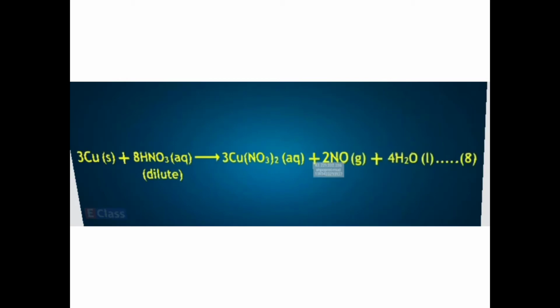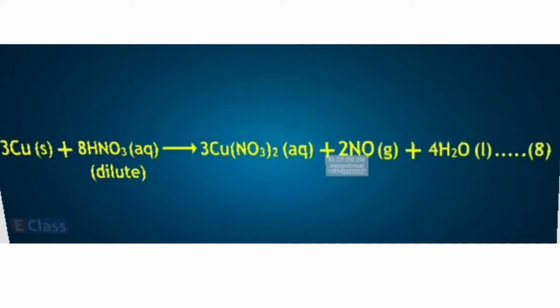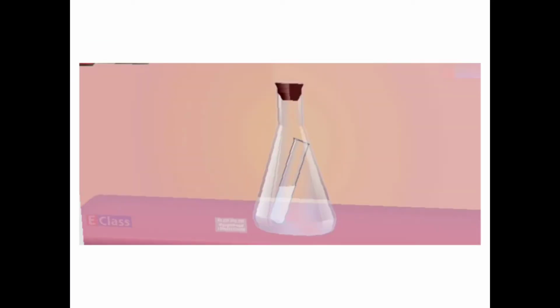Observe this equation. Below the reactant 8HNO3, it is written dilute. So if you want to write down some specific information about the reactant or product, you have to write it down below the name of the reactant or the product.